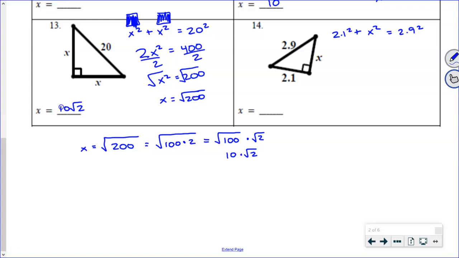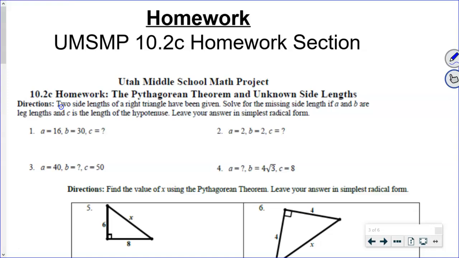And again, I'm not going to take the time to go over 14. The rest is homework. So let's quickly go over the directions for the homework, please. Notice what it says in the first set. This is the first time the triangles are not drawn for you, but our process is still the same. It says 2 side lengths of a right triangle have been given. Solve for the missing side length if A and B are legs and C is hypotenuse. So even though it's not drawn and we can't see the hypotenuse, we know that all of these where the C is, that's the hypotenuse, and all of the A's and B's, those are the legs.